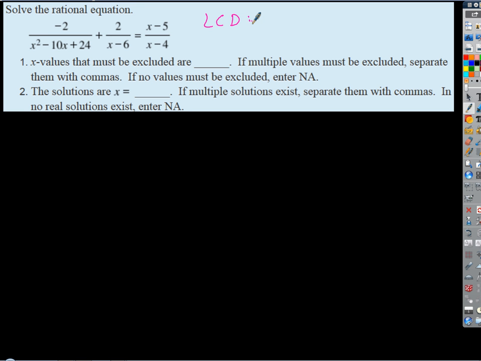If I were to factor this one, what would the factors be? X minus 6, x plus 4, right? So then what's our least common denominator? Product of what factors? X minus 6, x minus 4. X minus 6, x minus 4, good. Perfect, so that's what we're gonna multiply everything by. We're gonna multiply through top and bottom by that.